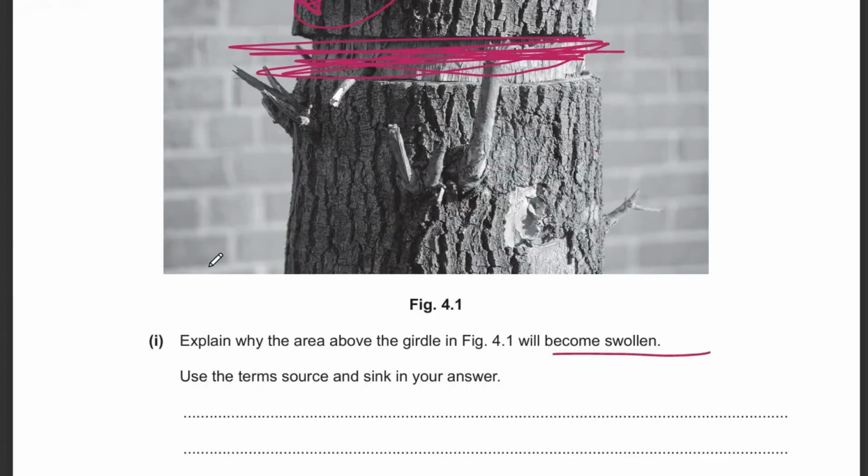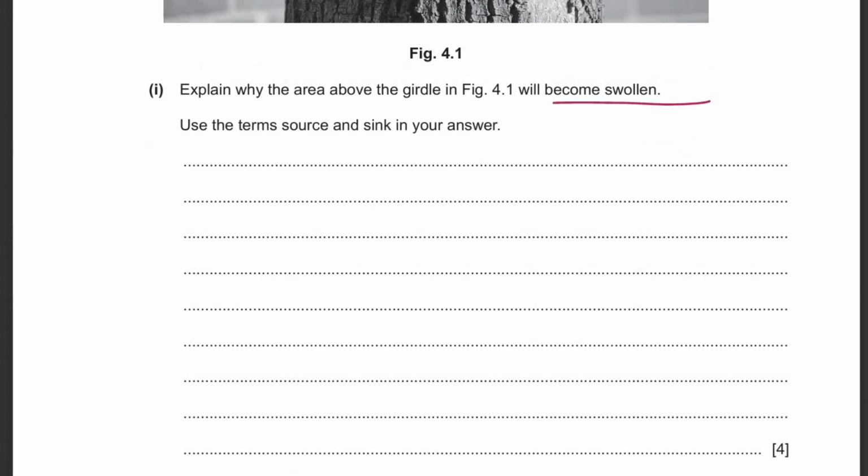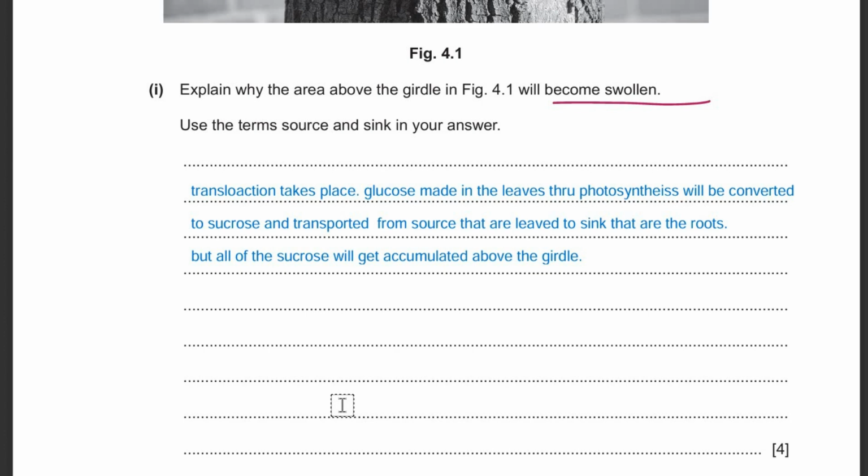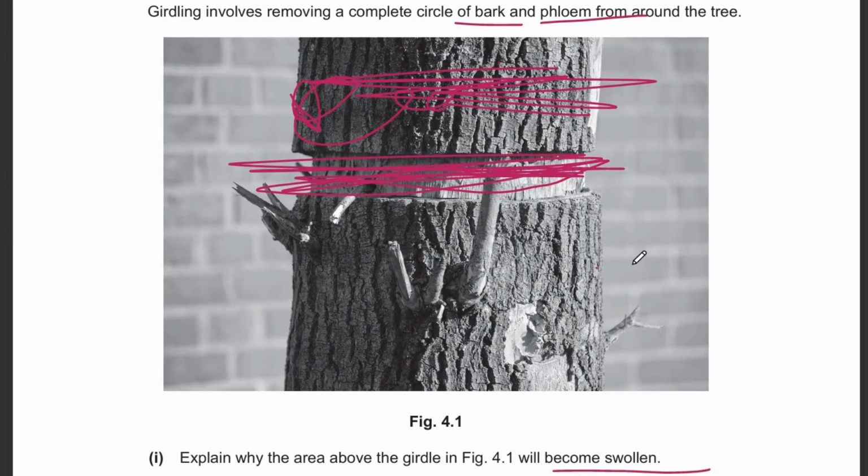All right. So we will write this as the answer. This is a 4-mark question. We need to describe the translocation: glucose is made in the leaves through photosynthesis. It will be converted to sucrose and transported from the source, the leaves, to the sink, the roots. We need to specify what is the source and what is the sink. But all of the sucrose will accumulate above the girdle because there is no pathway.